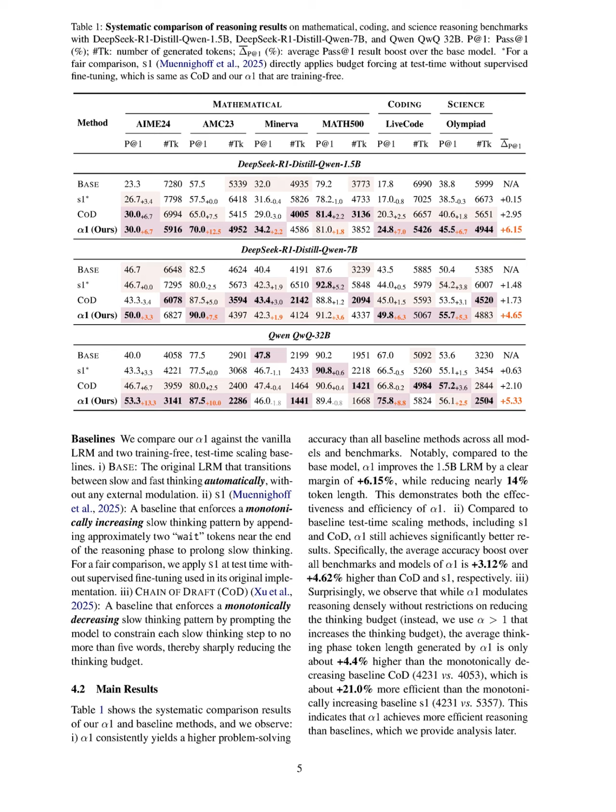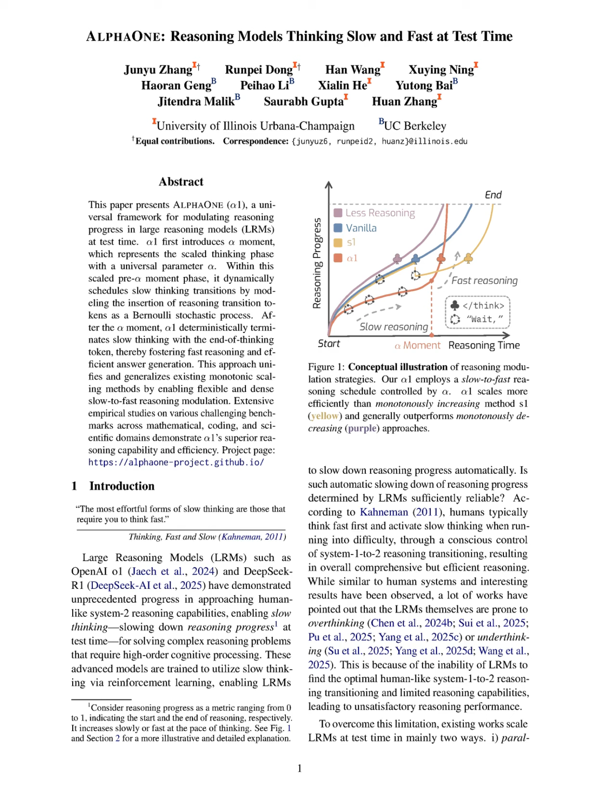Additionally, ALPHAONE demonstrates superior efficiency, achieving a balance between reasoning performance and efficiency as indicated by the Reasoning Efficiency Performance (REP) metric, which shows higher representative values compared to other methods like S1 and chain of draft. Overall, these evaluations highlight ALPHAONE's capability to enhance reasoning performance while maintaining efficiency across diverse reasoning tasks.